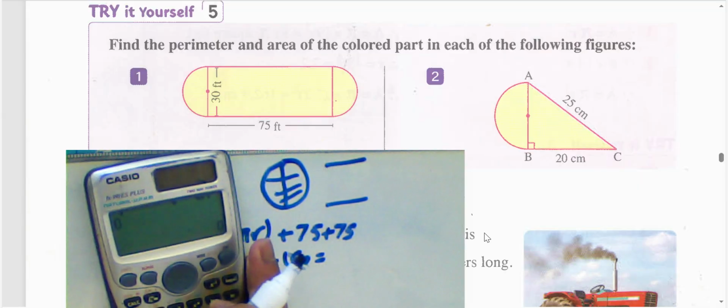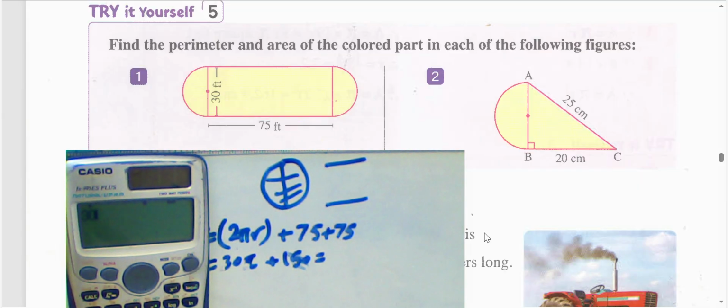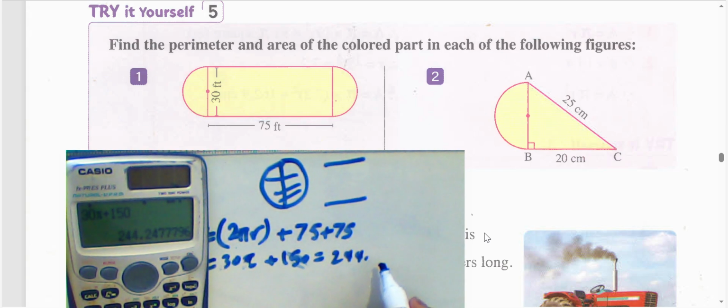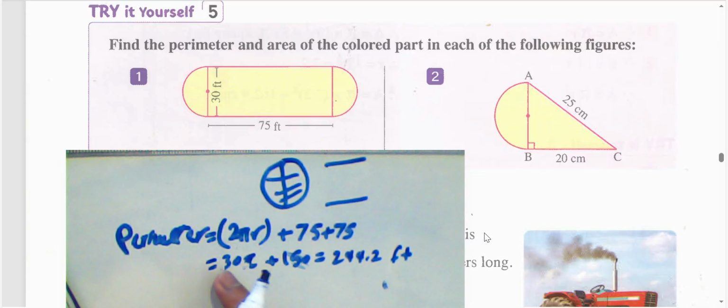Then we can write 30 times pi plus 150. It will be 244.2, and the unit here was feet. Understood? This is the first step here about this question. He found the perimeter. He wants also the area.